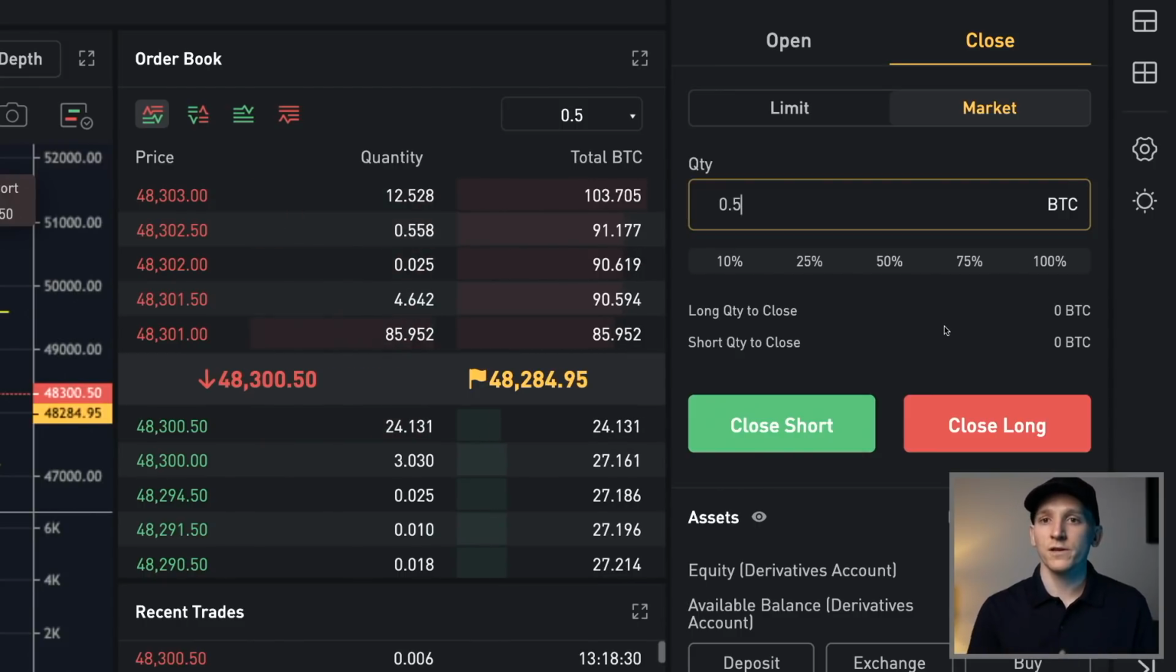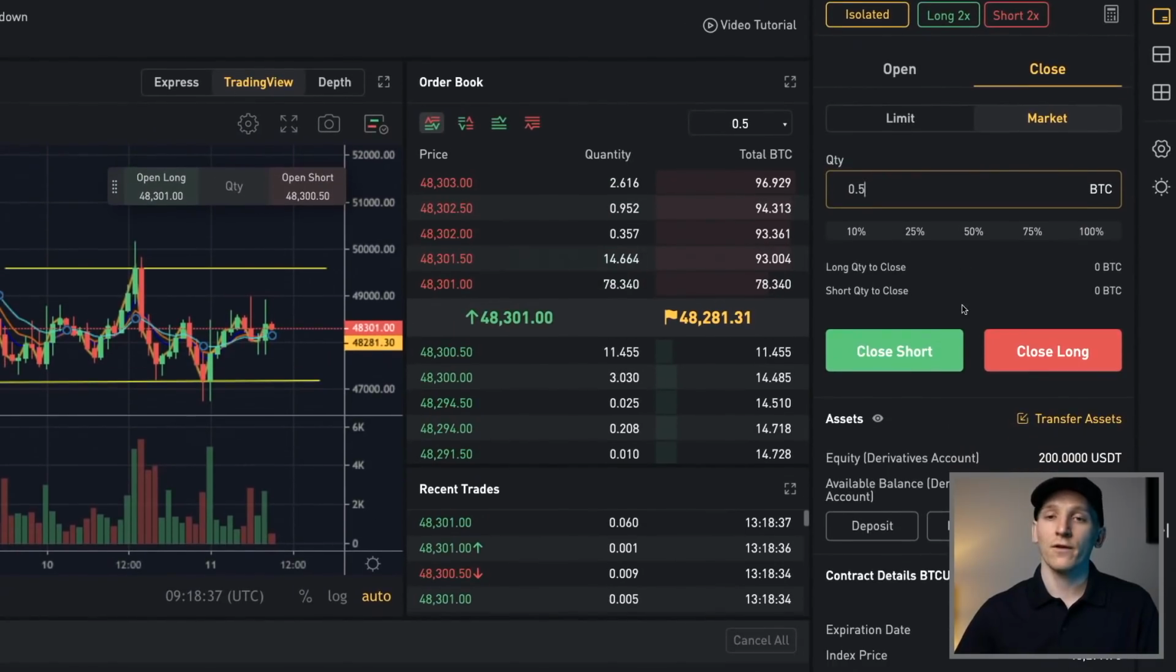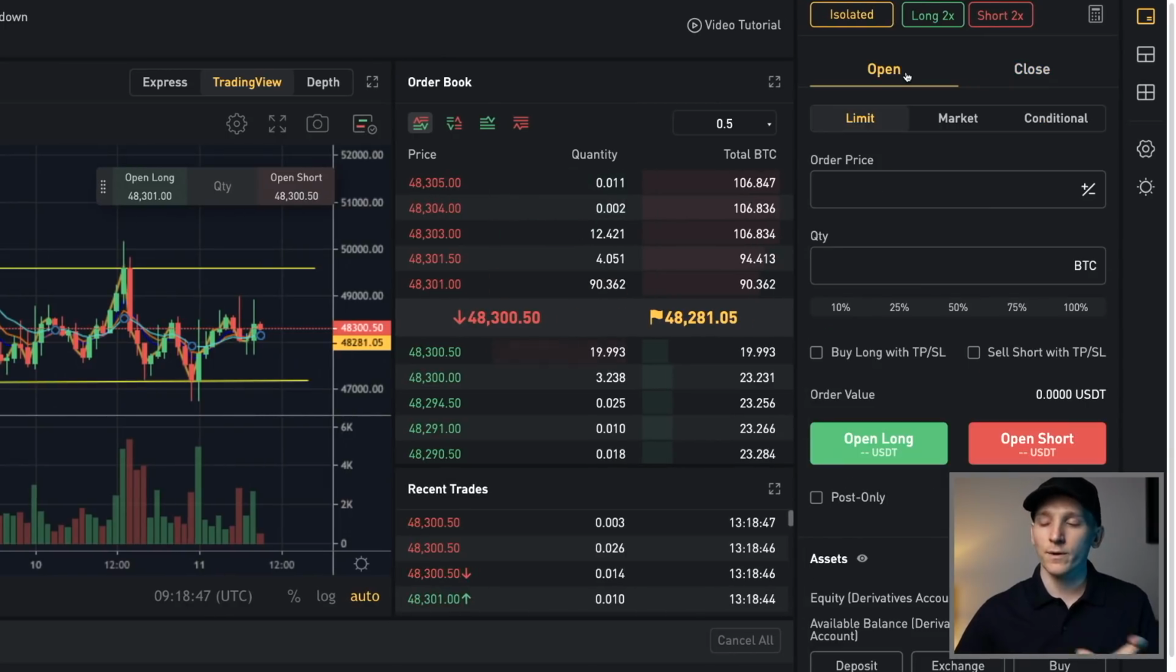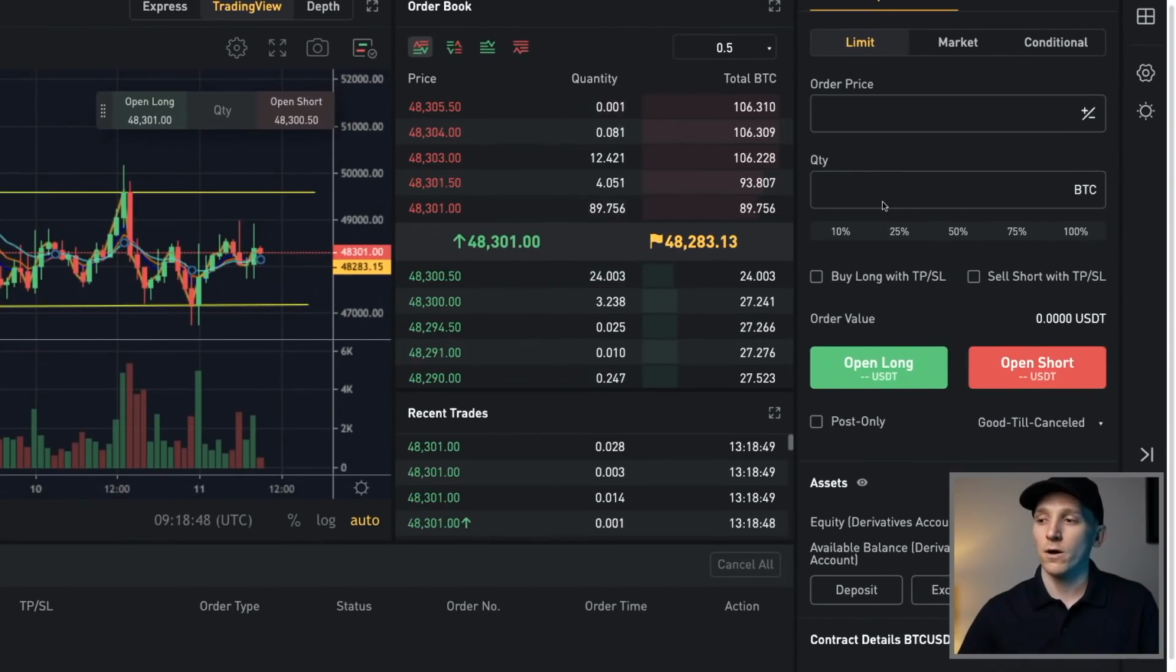You can close your position, you can reduce your position, or you can close the whole thing dependent on how much you have. And then if you're going short, you've got a short position, you can close your short right here. Choose how much you want to close, and that's how you do it. So it's a little bit different with the futures market compared to the spot market. That will get you up and running trading futures and using leverage on Bybit though.